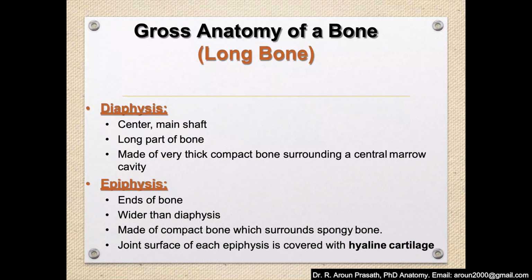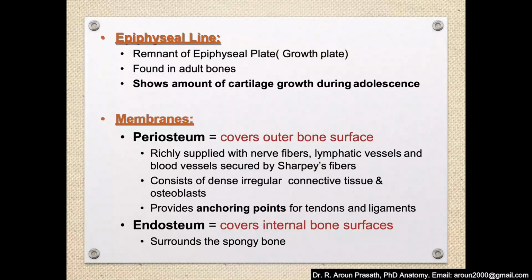Coming to the diaphysis, as I told you, it is the shaft of the bone. It is long, present in the long bone, and made of thick compact bone. Then the epiphyses are the ends of the bone. They are also made of compact bone and are covered by hyaline articular cartilage. All the articulating surfaces of long bones are covered by hyaline articular cartilage. The epiphyseal line is also called the epiphyseal growth plate.